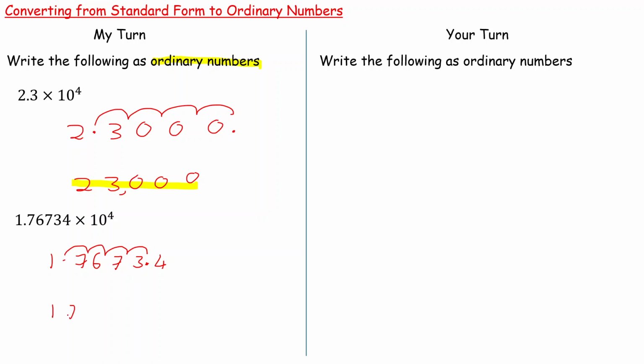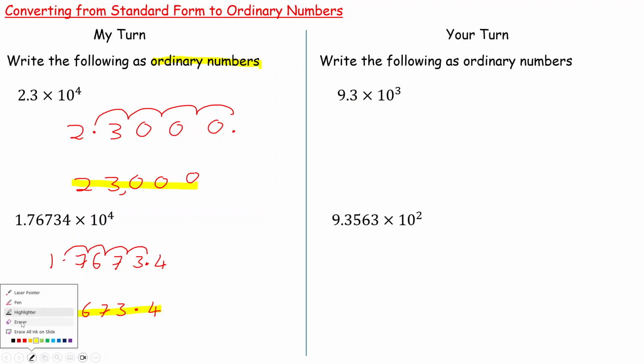So we get 17,673.4. So that is your number. So these two things mean exactly the same thing, but just again, this number I'm highlighting here is written as an ordinary number. So 17,673.4. Okay, so what you can do now is you can pause the video, you can try those two yourself, and then we can move on to the negative powers.